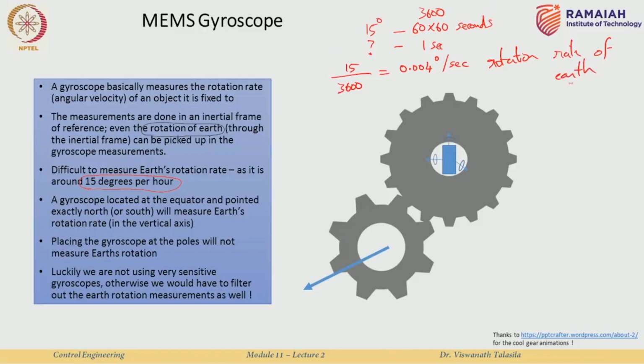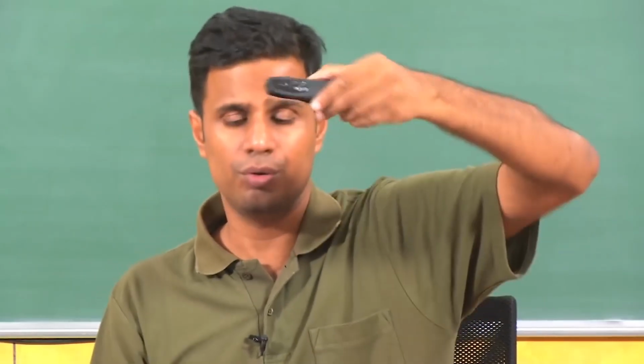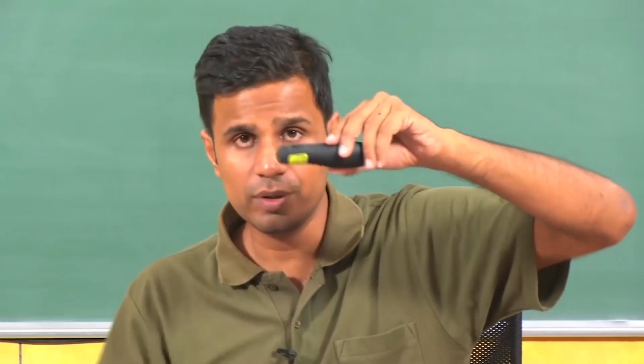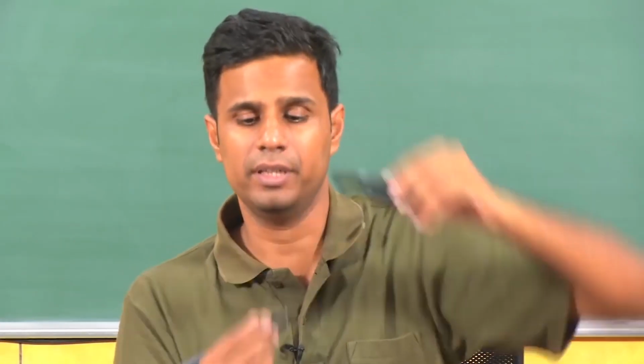and most gyros are not sensitive enough to pick up this rotation rate, which is a good thing, because every time you pick up such rotation rates you need to now compensate for this, right. So, it acts like a bias. It is not the true motion of your vehicle, it is not the true rotation motion of a vehicle, there is also an extra component of earth rotation rate.